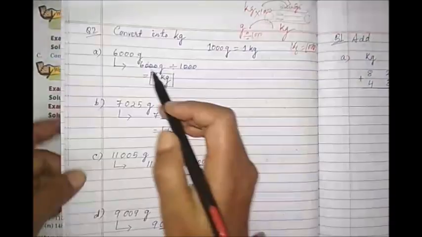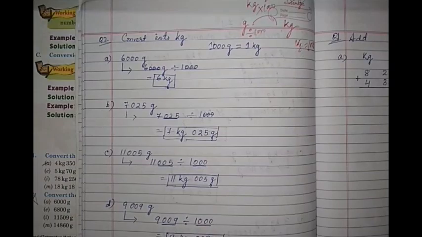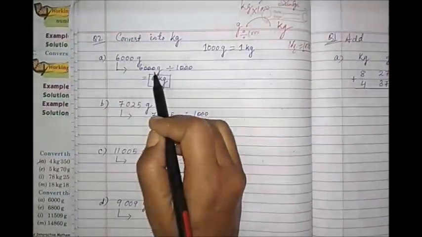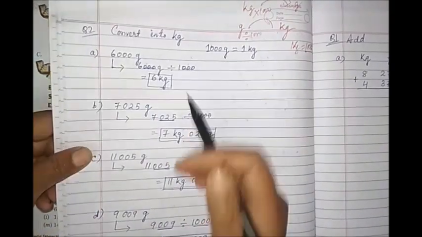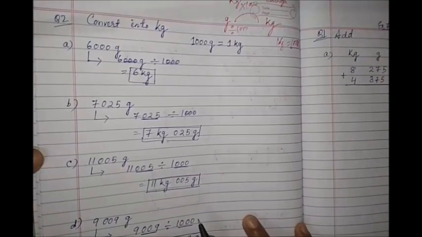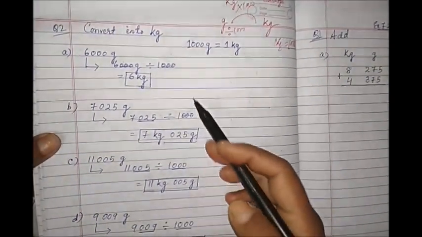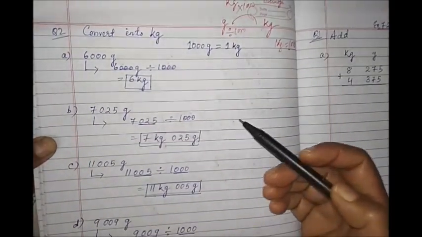So what do we have to do? The question is in gram form, so we have to divide. Gram to kilogram means divide by 1000. So 6000 gram is equal to 6000 gram divided by 1000. So very simple division, that I also told you in chapter 6, how to do division by 1000, 100 or 10 without doing actual division.